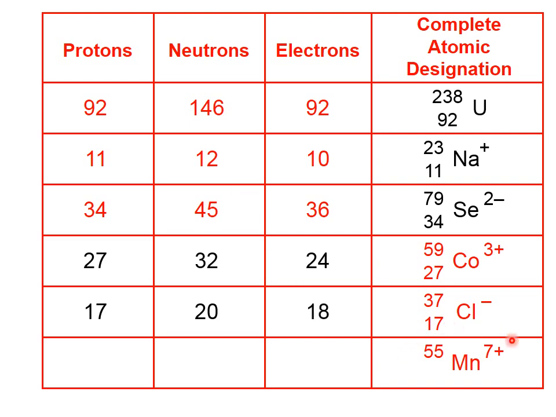Now this one is not quite complete. We need to fill in the lower left. The lower left is the atomic number. If we look on the periodic table and find manganese, it has an atomic number of 25. So I'm first going to complete the atomic designation by writing a 25 there. In the lower left corner, I'm going to put 25 protons. How many neutrons would this be? 25 plus 30 gives us a mass of 55. And then the charge shows that I've got 7 more protons than electrons. So if I have 25 protons, I have 18 electrons.